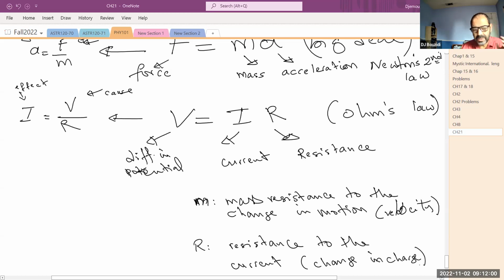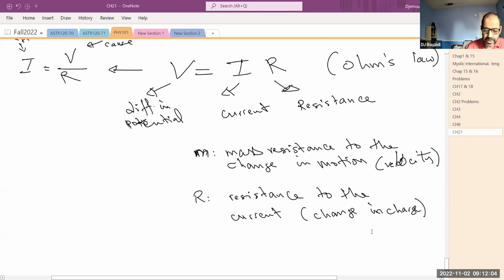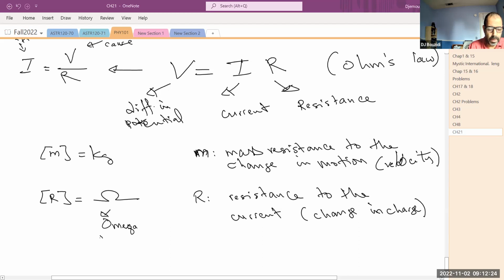Okay, so there is this one-to-one correspondence between the two. Obviously, the units for the resistance is different than the units for the mass. The unit for the mass, if you guys remember, is the kilogram. The unit for the resistance is, in honor of Mr. Ohm, it's ohm, and it's written capital omega. So this is the Greek letter omega. But it's read ohm. You don't call it omega.